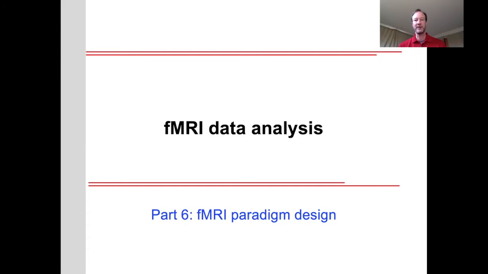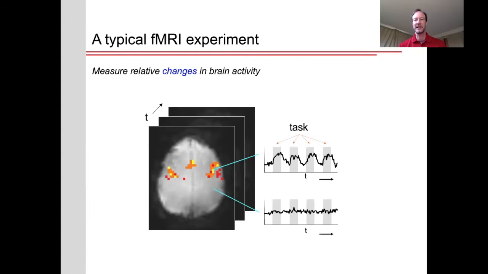In this lecture that is part of the series on fMRI data analysis, we'll be looking at the fMRI paradigm design. Here's an example of a typical fMRI experiment that I've shown a number of times. This is showing the activation in the bilateral motor cortex occurring during bilateral finger tapping. One important thing to keep in mind about functional MRI is that we are measuring relative changes in the brain activity. That is, we can't measure the amount of activity directly, rather we have to create some sort of paradigm where we're looking at the changes in activity relative to some control condition.